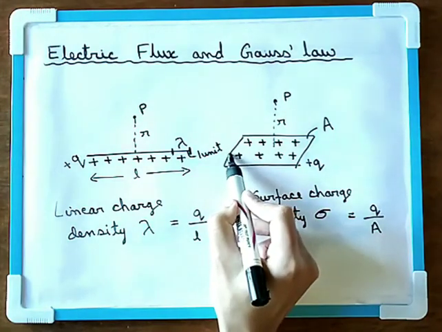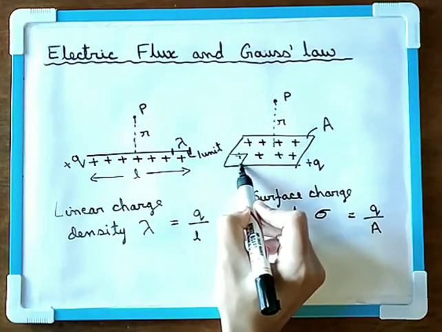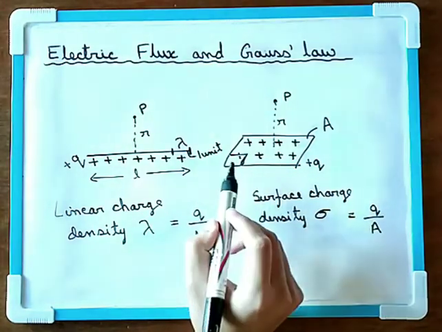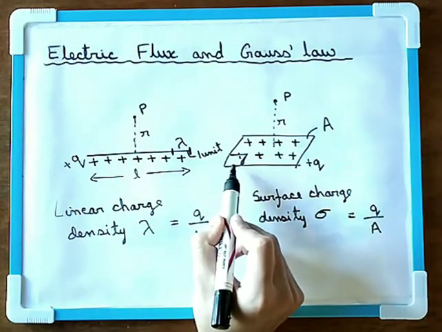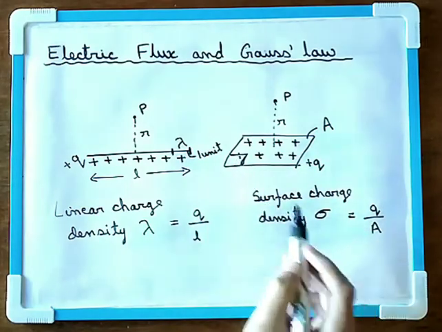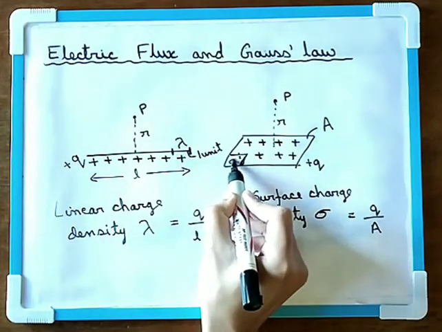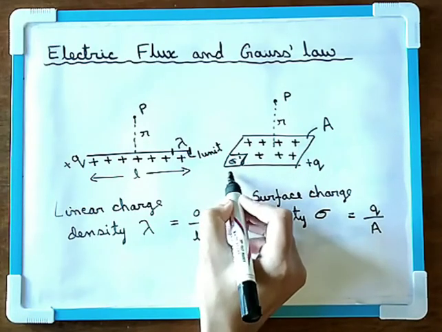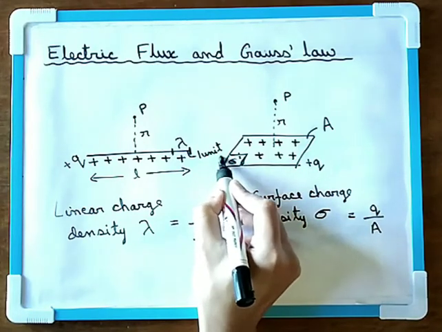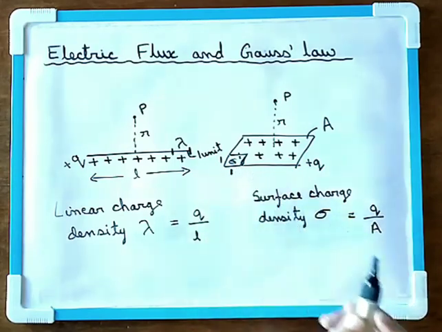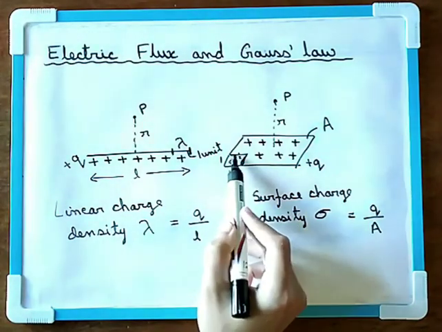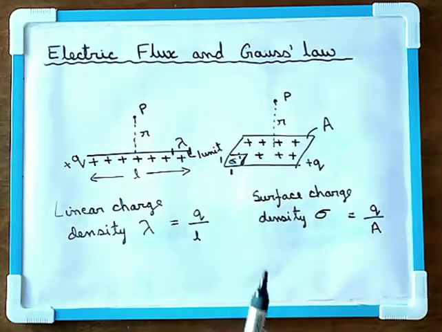So if we have a unit area here, okay, so this is 1 unit area. So sigma is this charge distributed in this 1 unit area. So here we have 1 unit here, 1 unit here. So surface charge density is the charge distributed in this small area here, okay, per unit area.